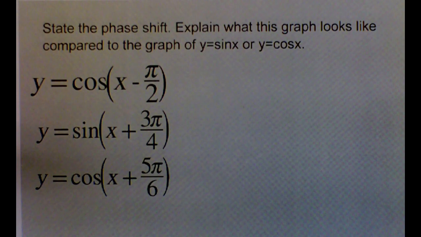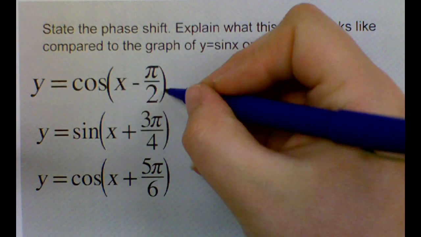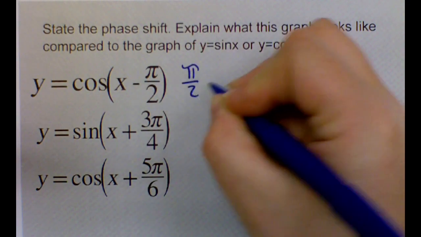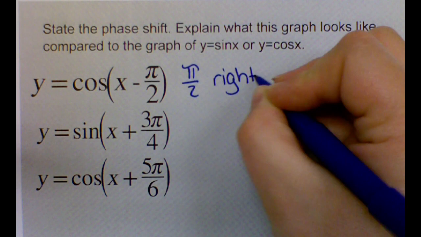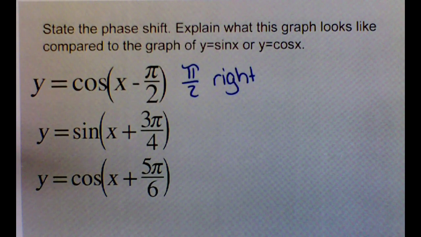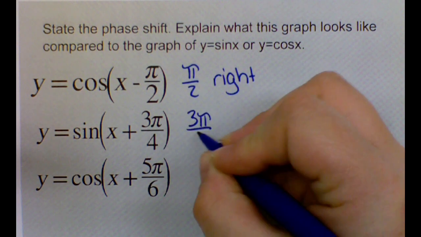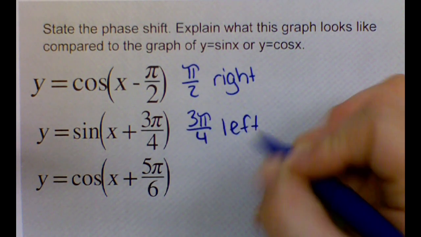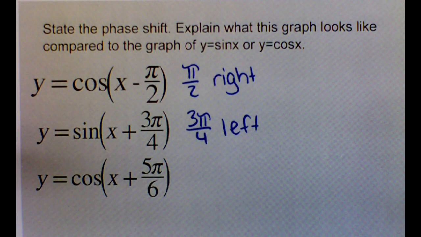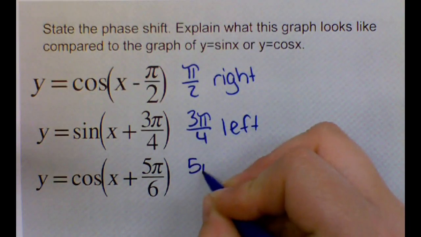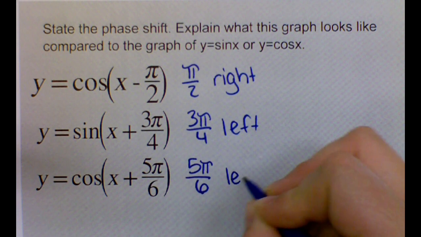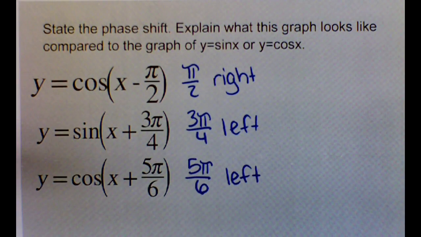Apparently I have another label for extra examples. Phase shift and what that means. Honestly, the phase shift, when I state it, it'll explain what it means. This one, the phase shift is pi over 2 to the right. Means I took the whole graph and just scooted it over pi over 2. Y equals sine of x plus 3 pi over 4. The phase shift is 3 pi over 4 to the left. Scooted the whole thing left. And y equals cosine of x plus 5 pi over 6. Our phase shift is 5 pi over 6. Again, left. I just pick the whole thing up and scoot it over.